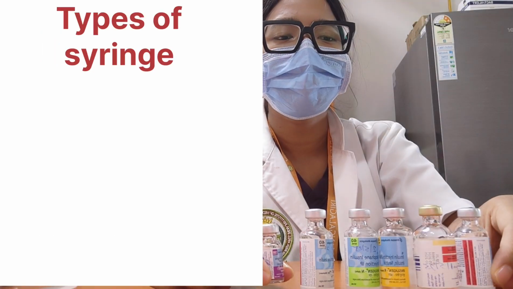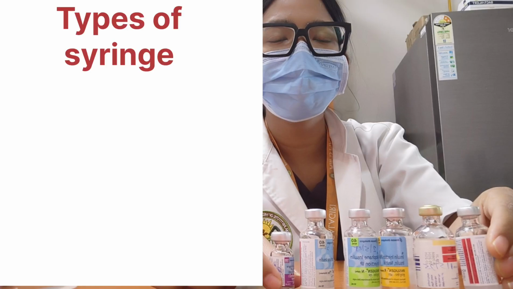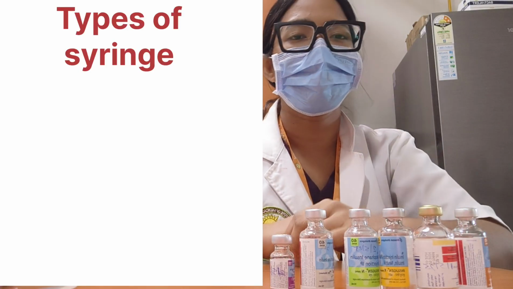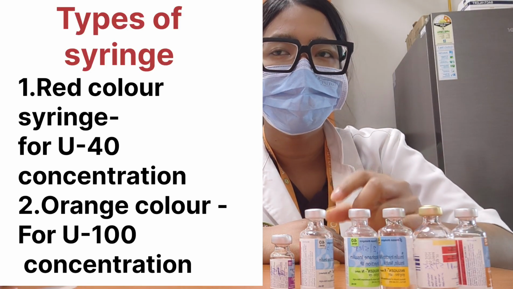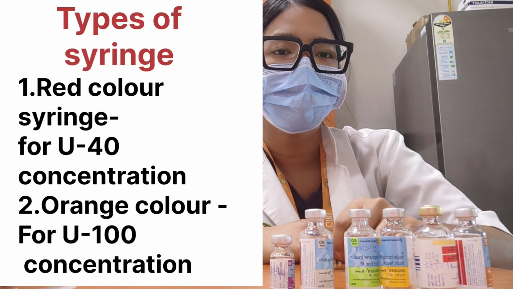Okay, so now I'll be telling you how to take the insulin with the help of a syringe. There are basically two types of syringe which are available. First is the 40 unit syringe, which is an insulin syringe. Another is the 100 unit insulin syringe.